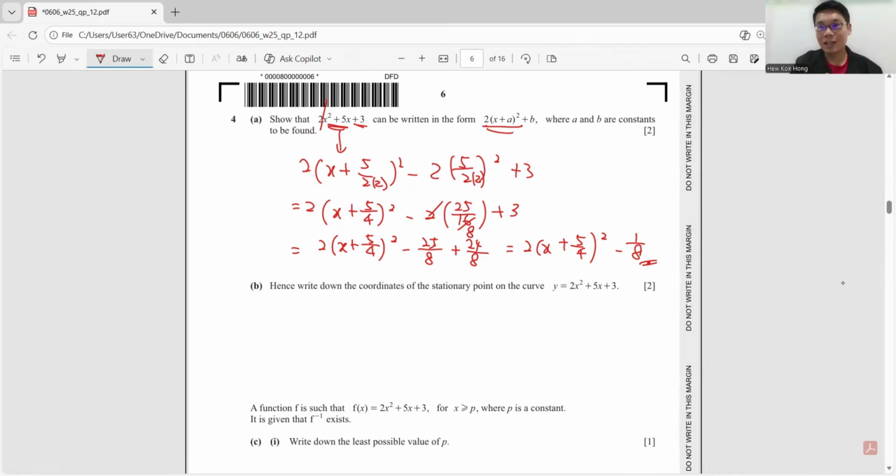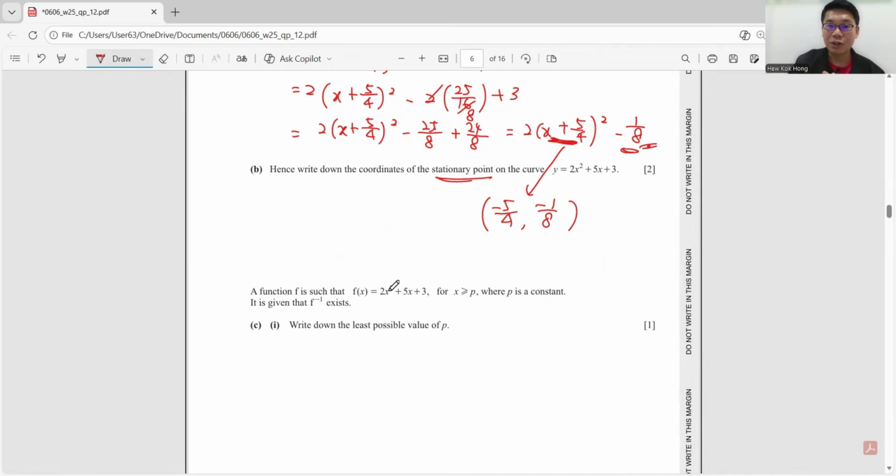Like this, we can gain full marks. Hence, write down the coordinate of stationary point of this curve. So from comparing the square, we can confirm from here what is the stationary point of the x value. x plus 5 over 4 equals to 0, so x equals to negative 5 over 4. And then the y value, we directly copy from here. So this is the stationary point of it.